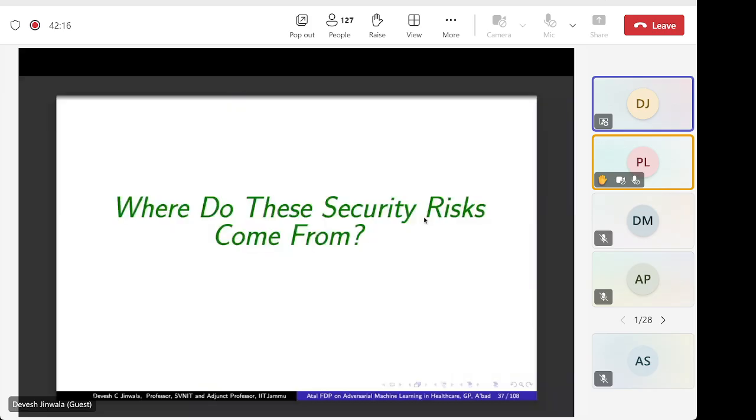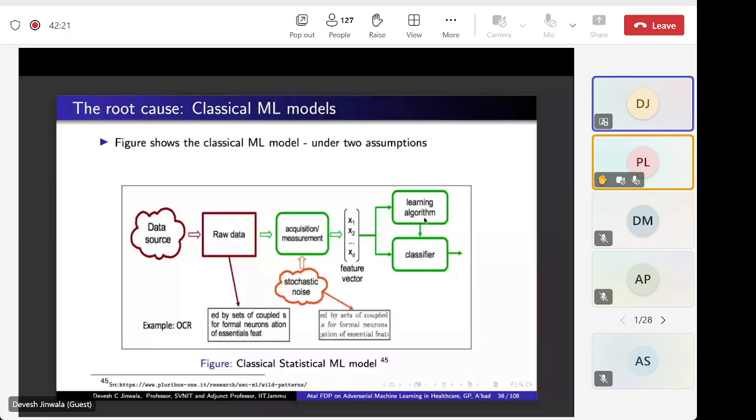Where does this security risk come from? I showed this diagram earlier and I explained that the noise which we are talking about, that noise is random noise.